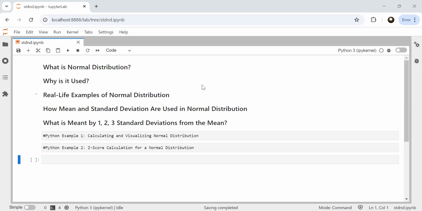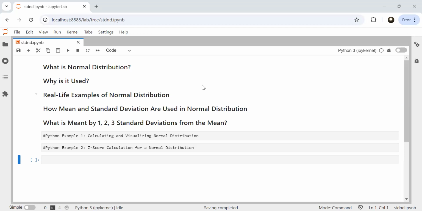So the mean is the average value around which the data is centered, whereas standard deviation is a measure of how spread out the data is. It quantifies the dispersion of the data set.